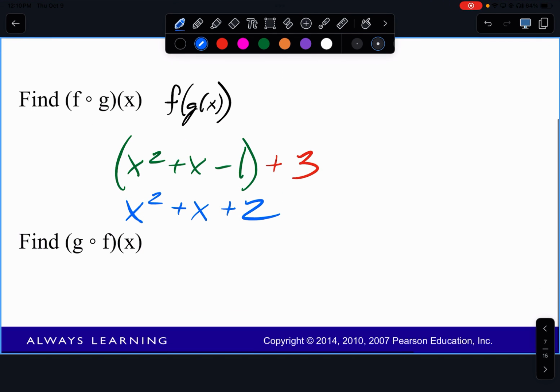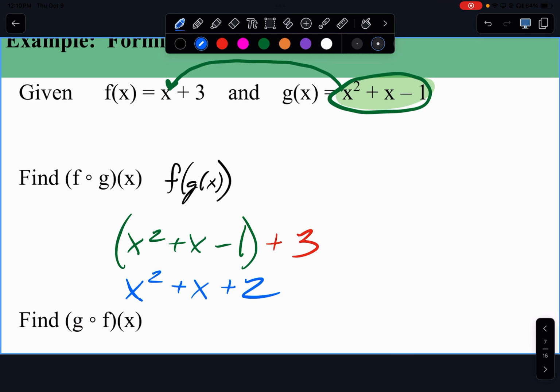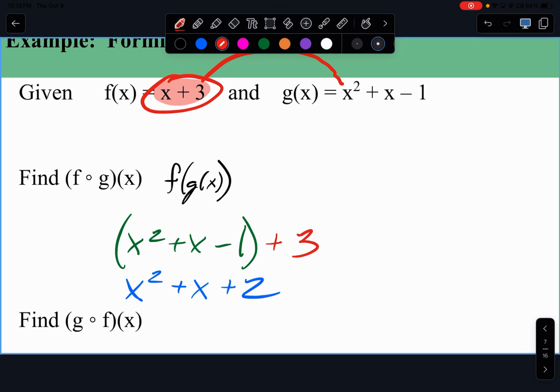Okay, let's do the next one. Next one's a little bit different, because now I'm going the other way. I'm taking my f of x function, which is x plus 3, and we're going to plug that into there. What's different here is that that value, remember that's going to be in parentheses, right? Put this x plus 3 in parentheses. So it's going to be that value squared.